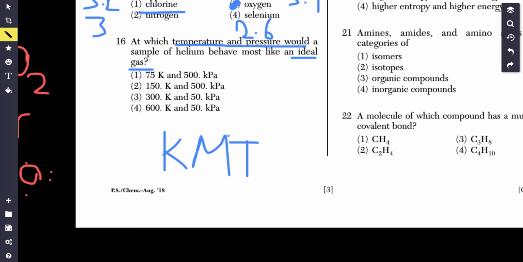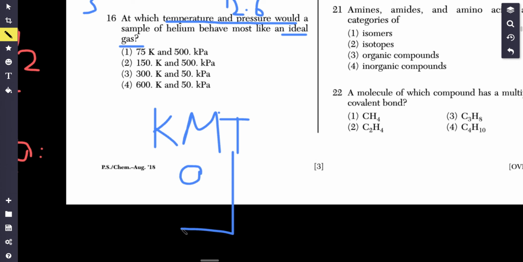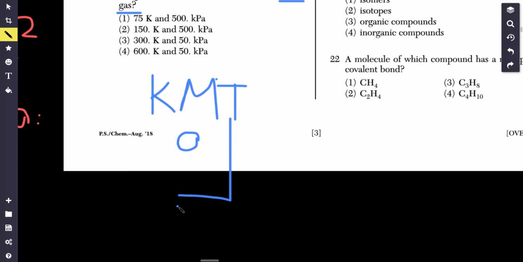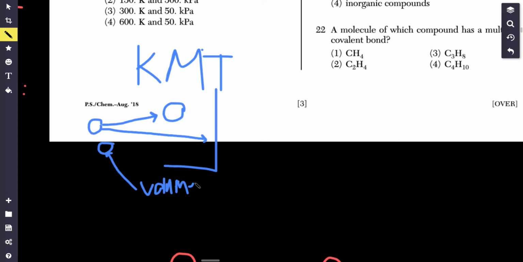I'm too lazy to write them all out, but basically, one is that they have no intermolecular forces. Their collisions are perfectly elastic, meaning that if they hit the wall, they're going to bounce back with the same amount of energy. They're going to keep their energy when they're doing their collisions. They're only going to go in straight lines unless they hit a wall. And finally, the volume of the gas particle is so small that it's basically zero.